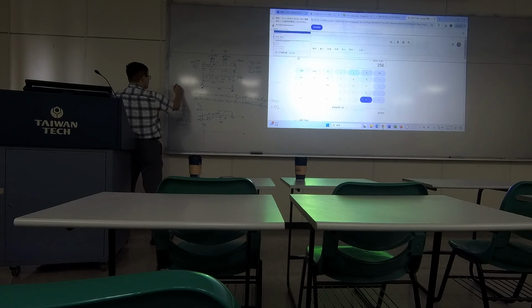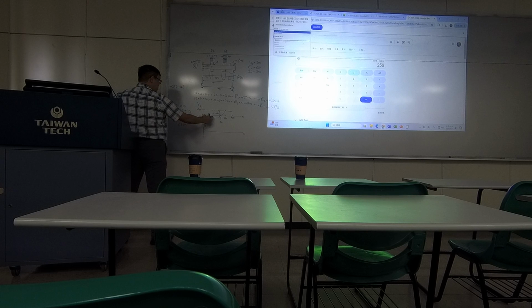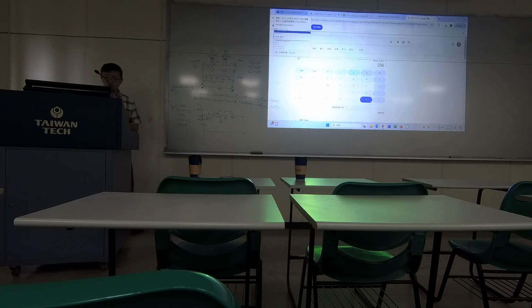Negative 256 equals this part of the linear equation, 52 times the position 150, plus C1. So that gives you C1. C1 equals some negative value: negative 256 minus 52 times 150.